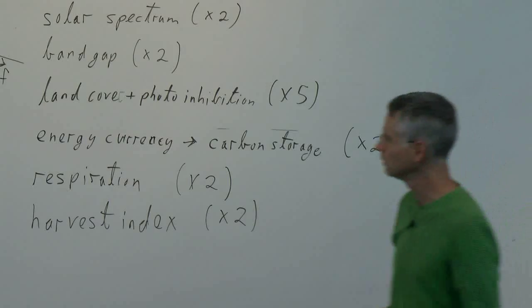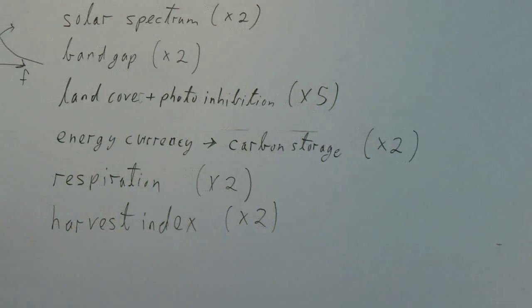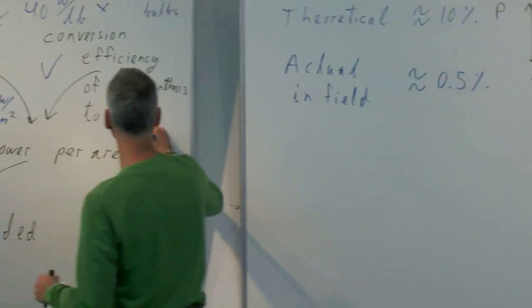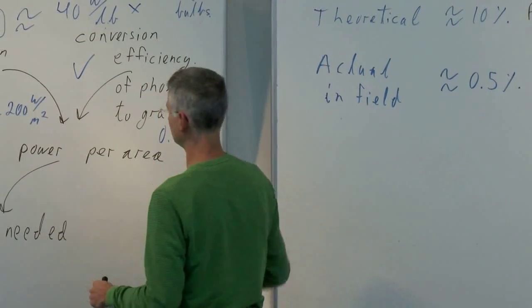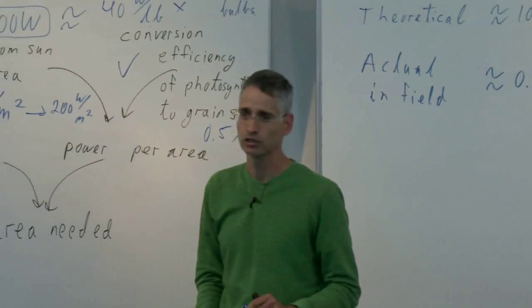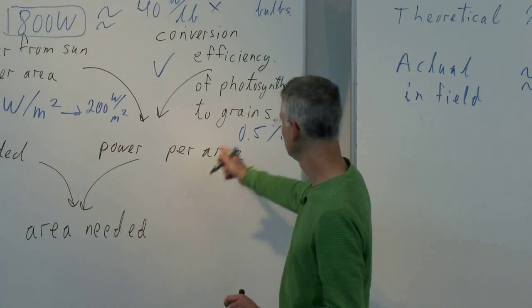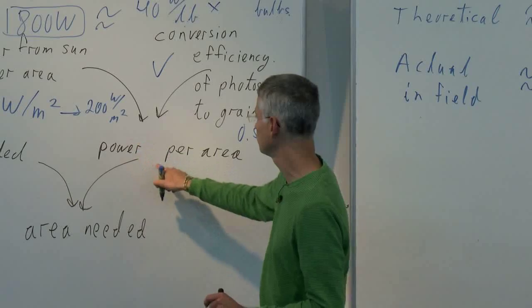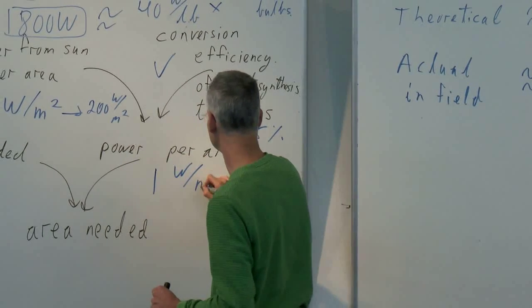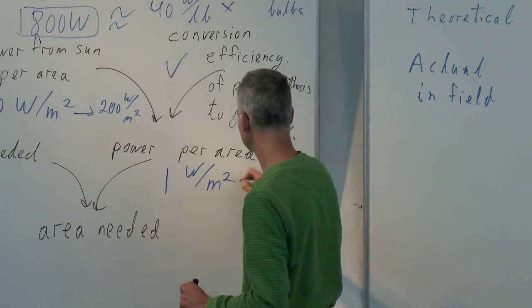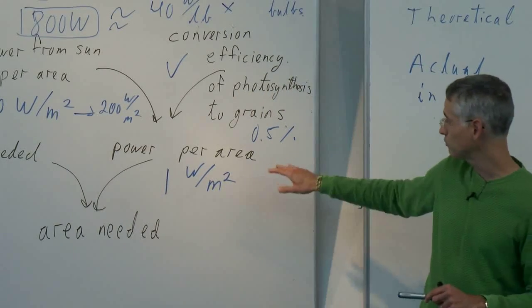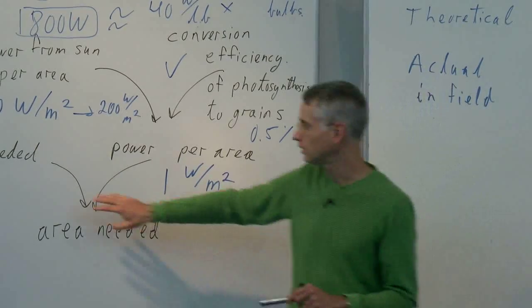What does that mean? If I have 0.5%, this means I'm now done also with this part. I got 0.5% out of 200 watts per meter squared, that gives me how much? I can use these two numbers to get this, right? So this is 1 watt per meter squared.